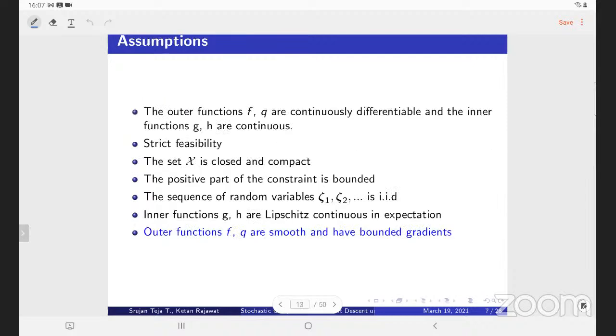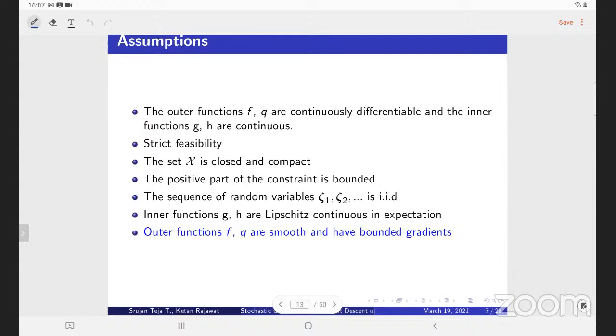Our aim is to find a first order algorithm to solve this problem. The assumptions are straightforward. The main assumptions, of course, are that the outer functions have to be smooth and should have bounded gradients, meaning the outer functions are continuously differentiable. The inner functions can be non-smooth; they can have either gradients or subgradients, and strict feasibility holds. So we should be able to find the solution to that problem.